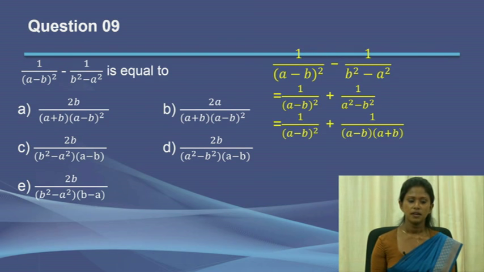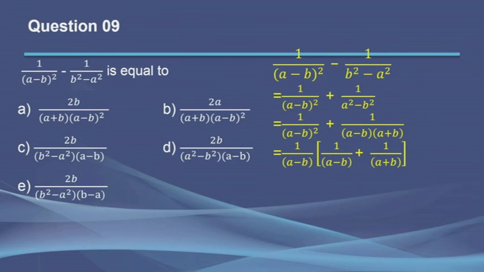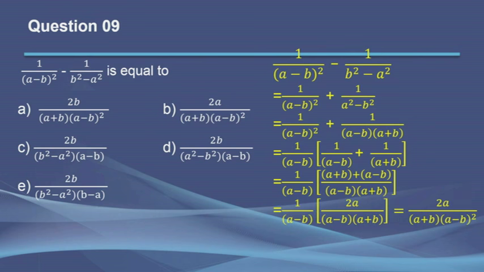Let's move on. Right now you can see 1 over a minus b is a common term in both the left and the right side. So you can take the common factor out. You take 1 over a minus b out. Now you are left with 1 divided by a minus b plus 1 divided by a plus b within the bracket. Now the task is much simpler. Now you have to solve whatever is within the brackets. By solving you will find the answer.